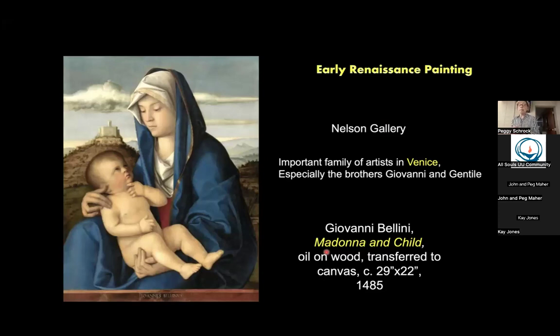They're responsible really for bringing oil to Italy. They're the first workshop to use oil paint. Now we know they were using it up in Flanders, right? Up in the north. They'd been using oil through the 15th century, but it doesn't reach Italy right away. It's the Bellinis who were the first in Venice to use oil paint.